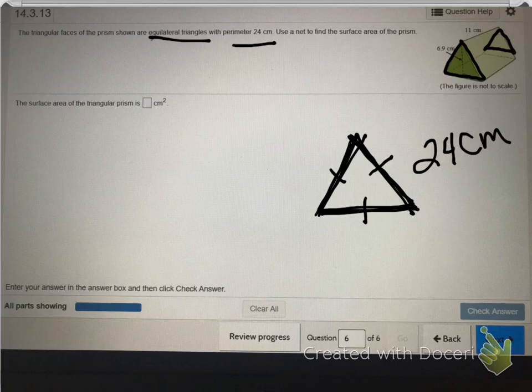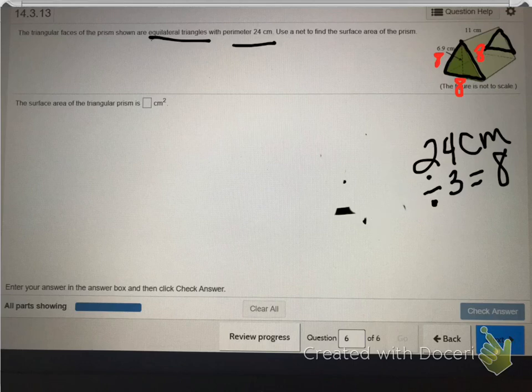So if each of these three sides added together equals 24 centimeters, we could divide 24 by 3 to find out the length of each side. So 24 divided by 3 is 8 centimeters. So I know that this side is 8, this side is 8, and this side is 8 centimeters. Okay? So I'm going to go ahead and label that in red up here. So this is 8, this is 8, and this is 8. I'm going to erase this because we're going to need this area.